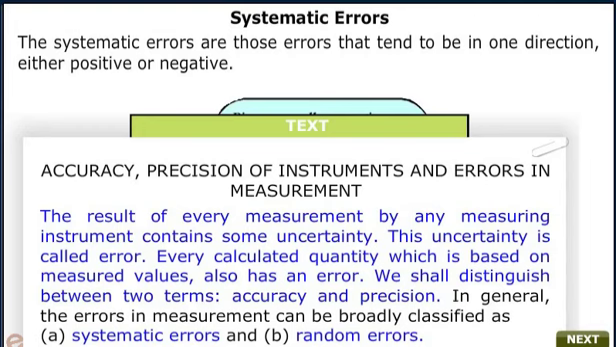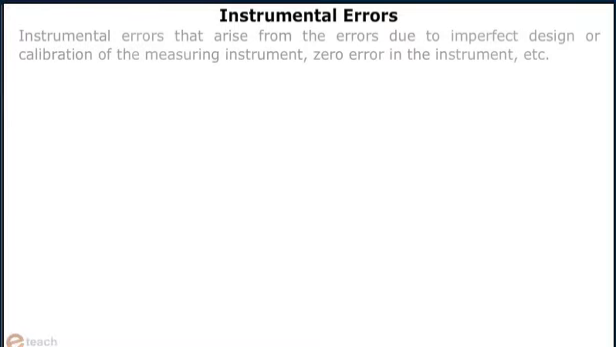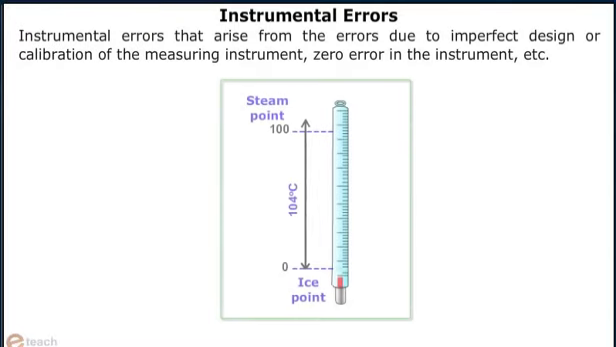In general, the errors in measurement can be broadly classified as A. Systematic errors and B. Random errors. Instrumental errors. Instrumental errors arise from imperfect design or calibration of the measuring instrument, zero error in the instrument, etc.